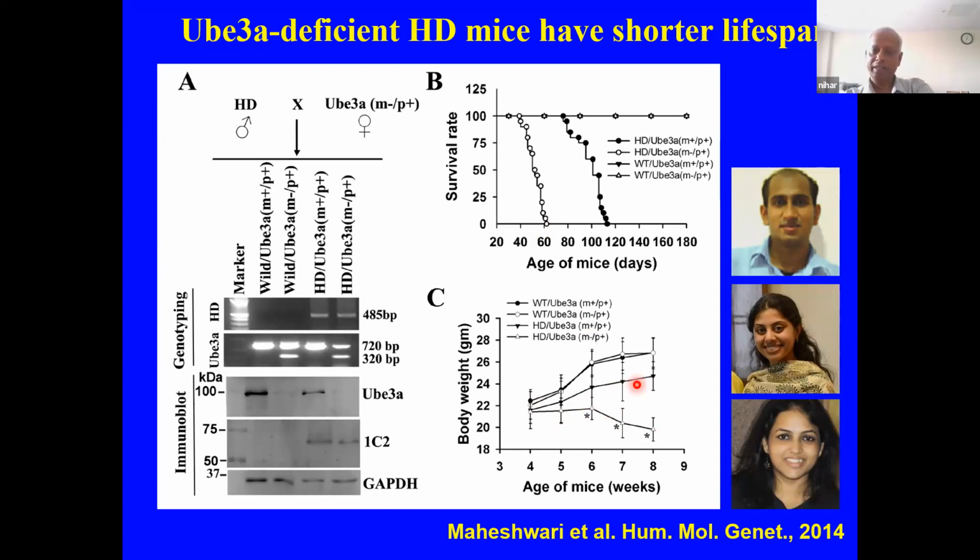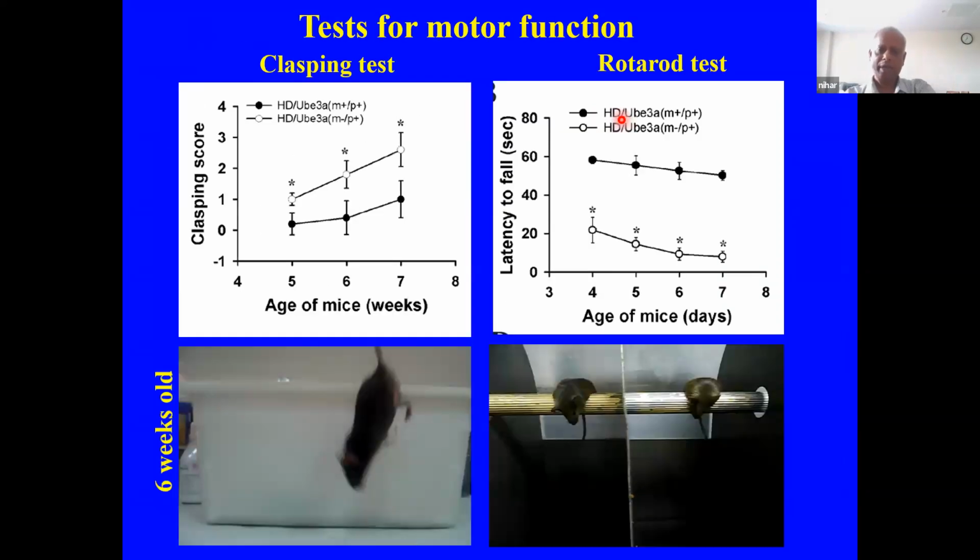But you have to remember, the Ube3a maternal deficient mice alone have almost no problem, as you can see here. Ube3a maternal deficient mice have an almost normal lifespan. I hope that's clear. Now I will show you some of the motor behavioral problems that I showed you earlier.